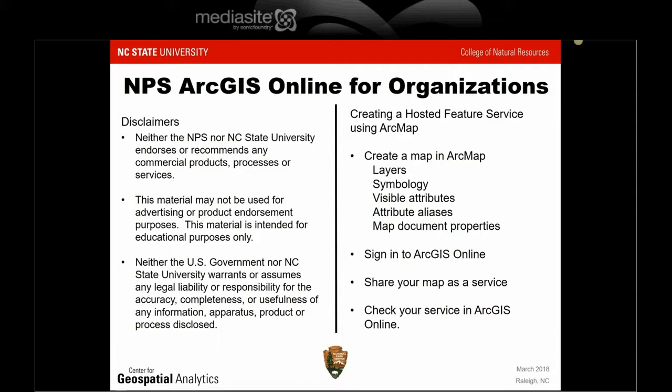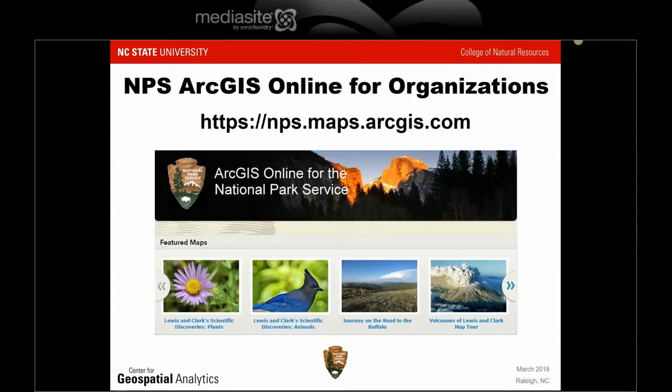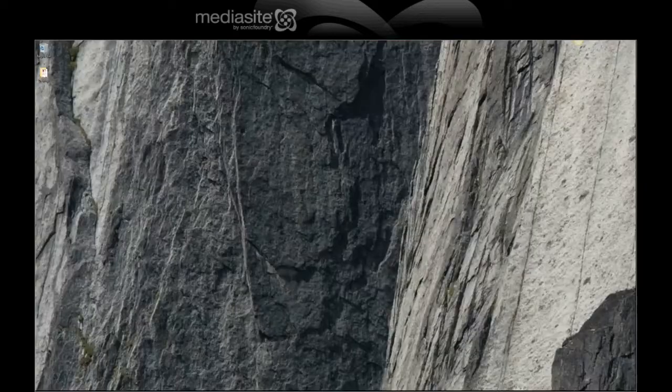So once you create your map, you sign into ArcGIS Online. I'll show you how to do that. And share your map as a service. And finally, it's always nice to check your work, check your service in ArcGIS Online when you're done. So the URL you really need to remember is right up here at the top. HTTPS, that's for secure services, //nps.maps.arcgis.com. So let's get started.